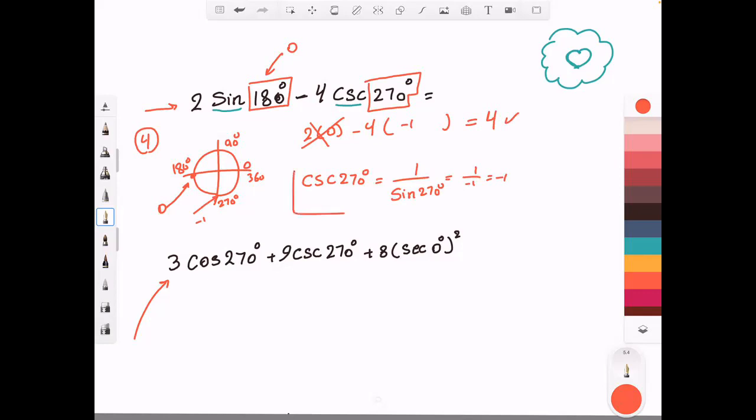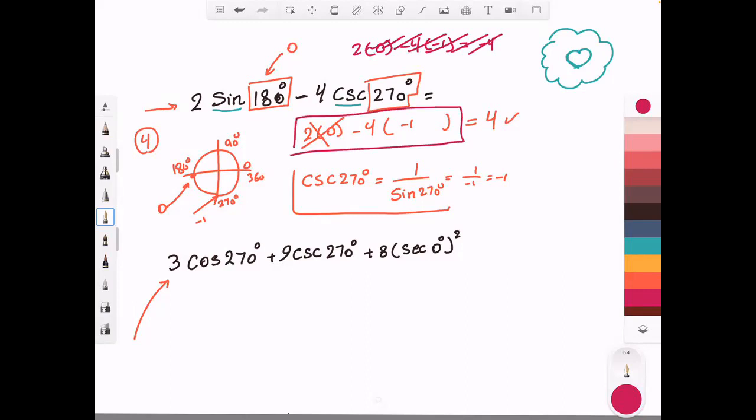If you plug in on your exam 2 times 0 minus 4 times -1, but instead of 4 you get -4, or somehow you make an algebraic mistake, you're not going to get any points. So it's super important. The algebra part is important, it comes with the trigonometry. So make sure what you do here is mistake-free.